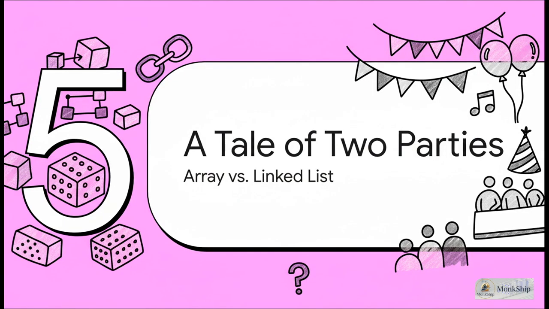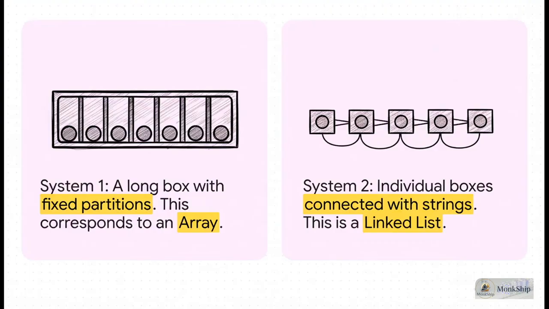So now you might be thinking, okay, got it. Option 2 is always better, right? Well, not so fast. There is no single best data structure. And to see why, let's switch to a new, fun analogy: organizing a party. Imagine you're storing guest names on little balls. For System 1, you have a long box with numbered partitions, kind of like an egg carton. In programming, we call this an array.